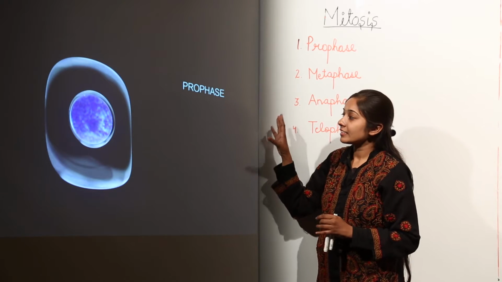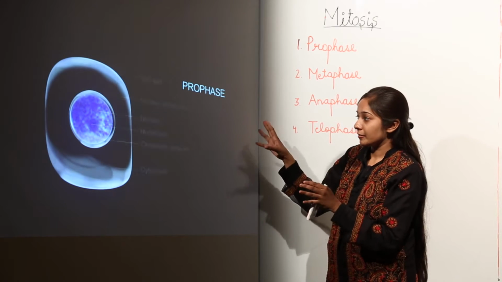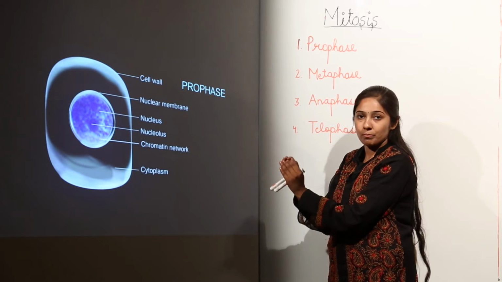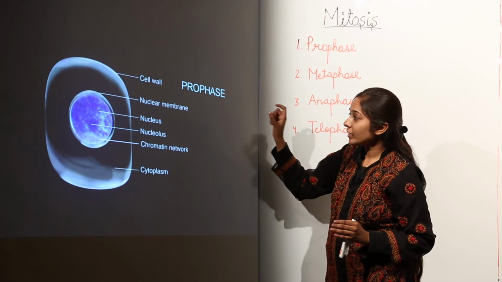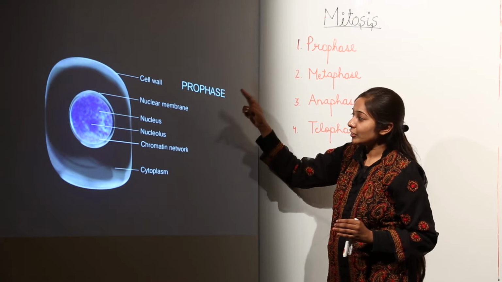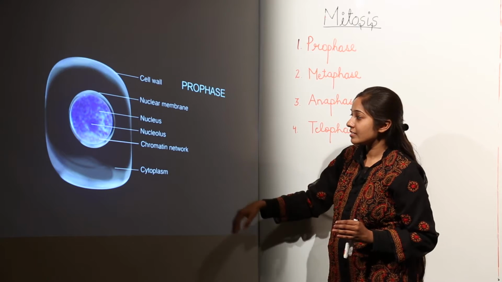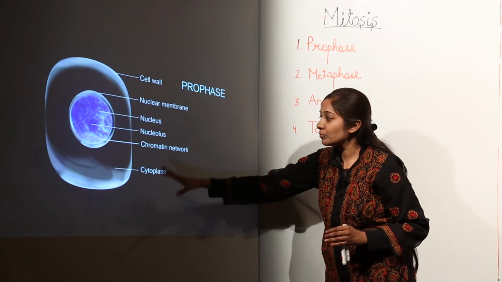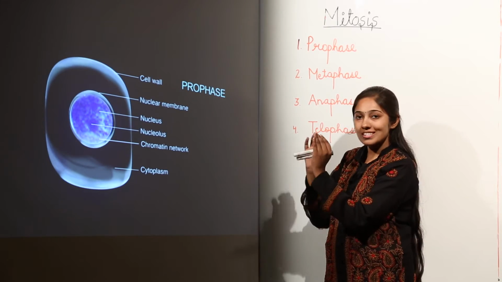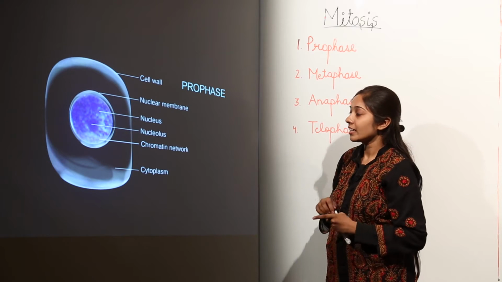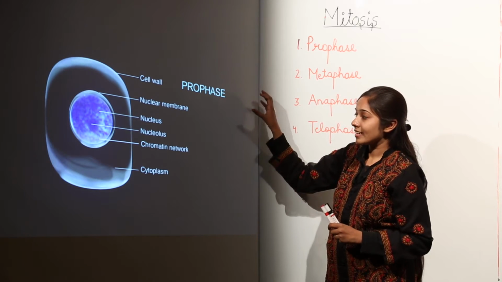In this, the chromosomes begin to appear. The nuclear membrane is there, you can see we have a nucleus and inside it the nucleolus and chromatin network, and it is surrounded by cytoplasm. This is how a cell looks during the prophase stage. What happens during prophase now?